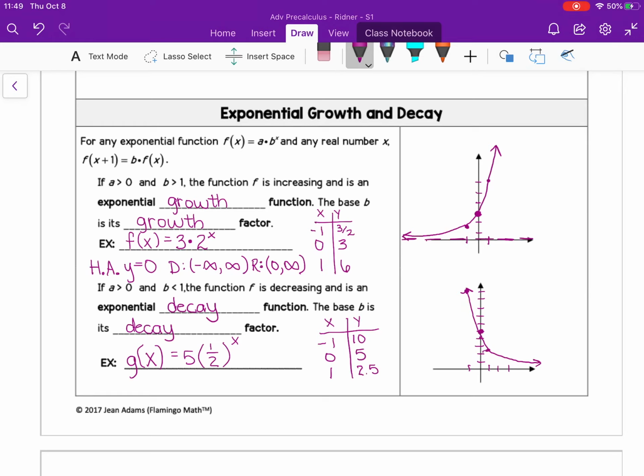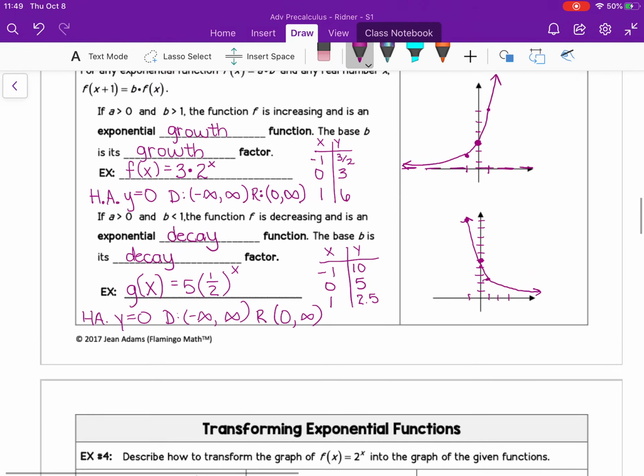Okay, so again, it's getting closer and closer to 0, but the other way. However, your domain and range is still the same. So you still have a horizontal asymptote at y equals 0, because it's approaching 0 but not touching. Your domain is still going left to right forever, both ways. And your bottom to top is still 0 to infinity without ever touching 0.